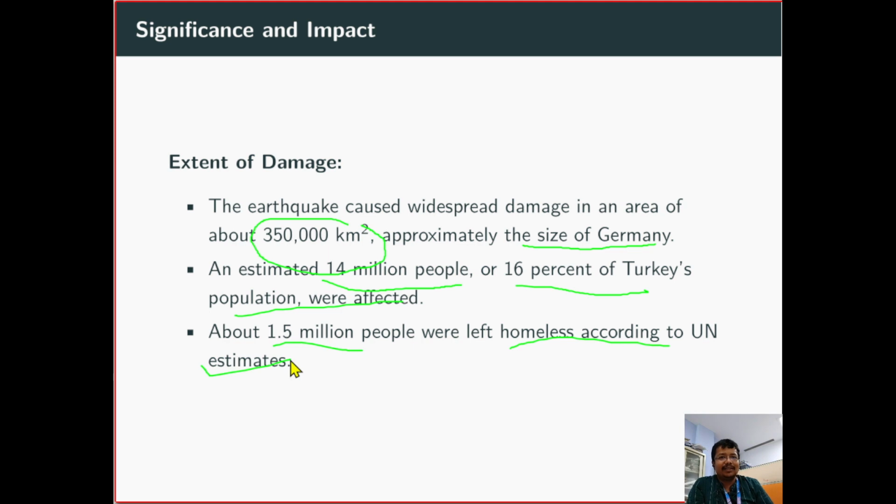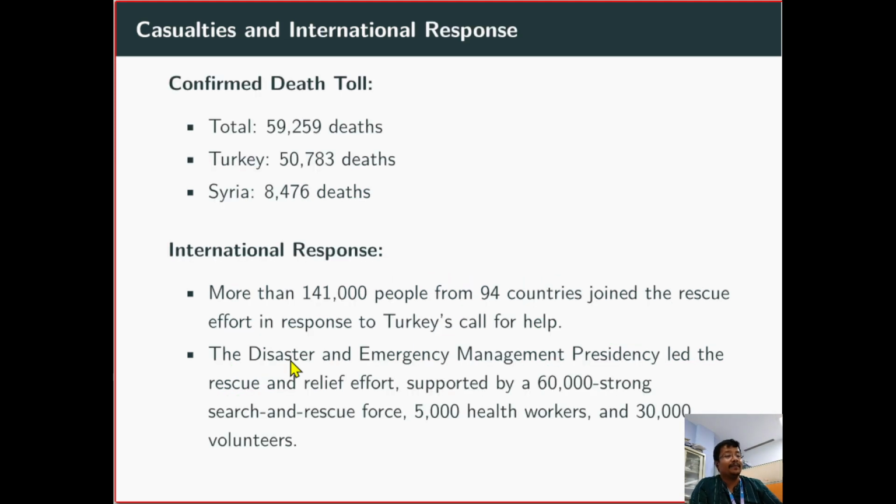What is UN? United Nations. Yeah, according to the United Nations, they estimate almost 1.5 million people have lost their houses, right? And the total death toll was almost 59,000 some odd. In Turkey itself, almost 50,000 people have died. In Syria, almost 8,000 people died, right?